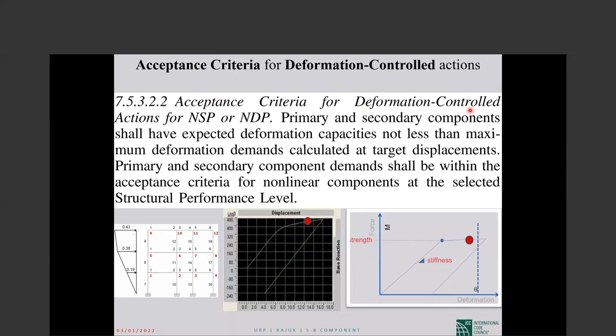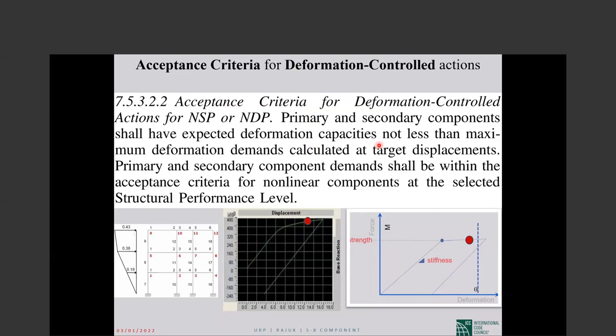For deformation control actions, both nonlinear static and nonlinear dynamic, what is the acceptance criteria? It says the primary are the ones that carry the lateral load. Secondary, those that just carry gravity load. And for the deformation control ones, the acceptance criteria is the deformation capacity. It's not load capacity.